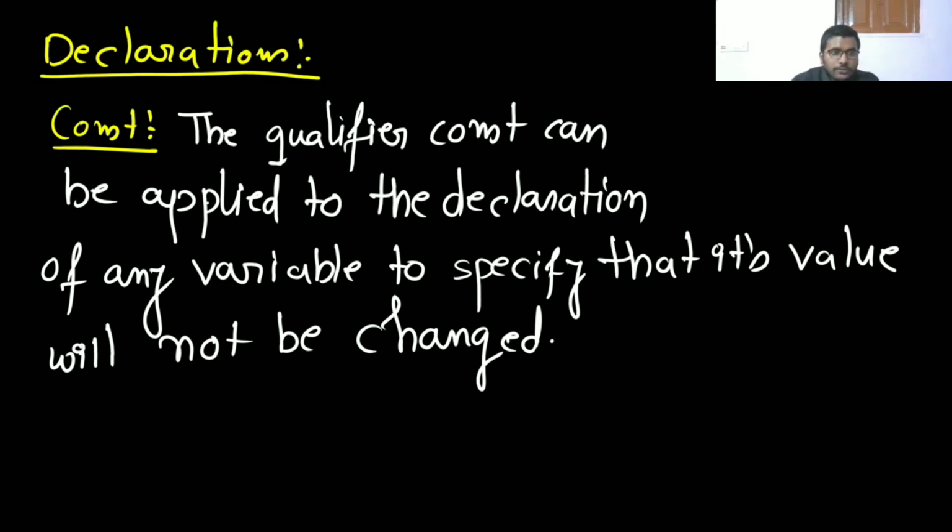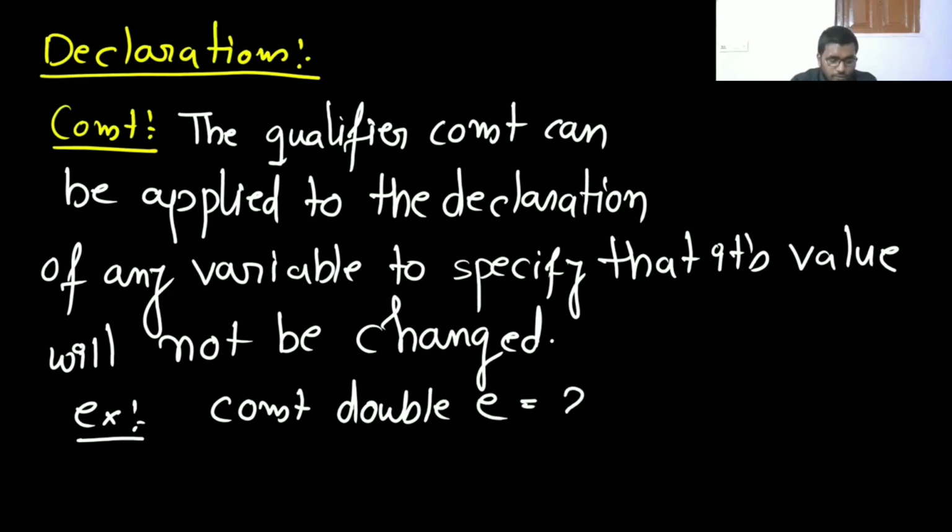So the qualifier constant can be applied to a declaration of any variable to specify that its value will not be changed. Example, you are saying const double E equal to 2.718281, like it has some big number, it means that its value will not be changed.